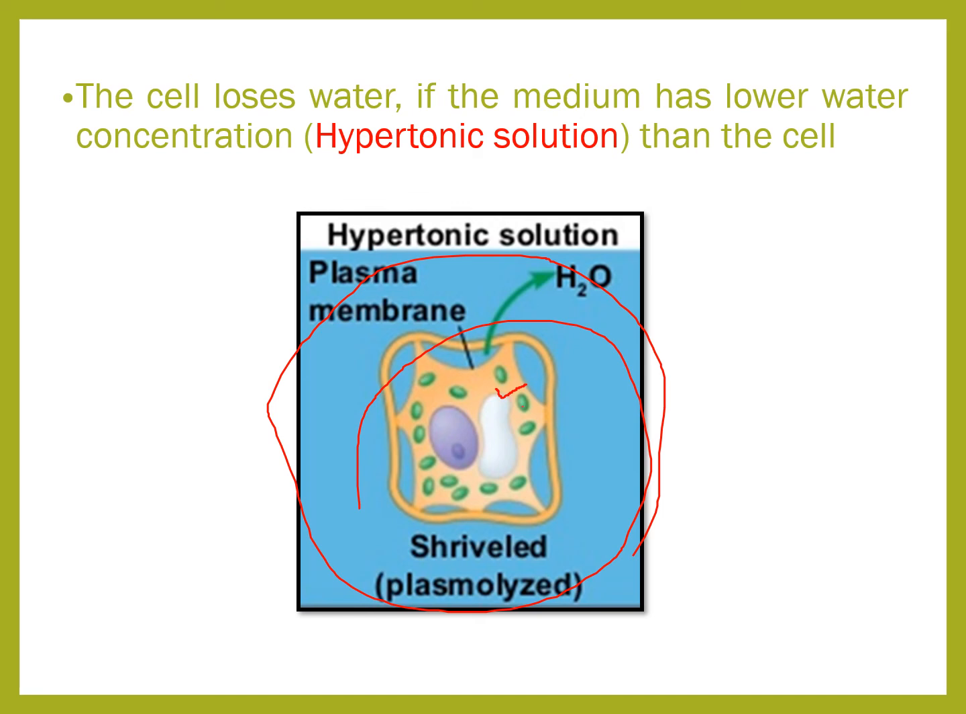So I told you, during osmosis, there is a tendency to attain equilibrium. That is, the cell will see that outside environment and inside environment is having equal amount of water. So the cell is always trying to see that this equilibrium is maintained. So the cell loses water if the medium has lower water concentration.